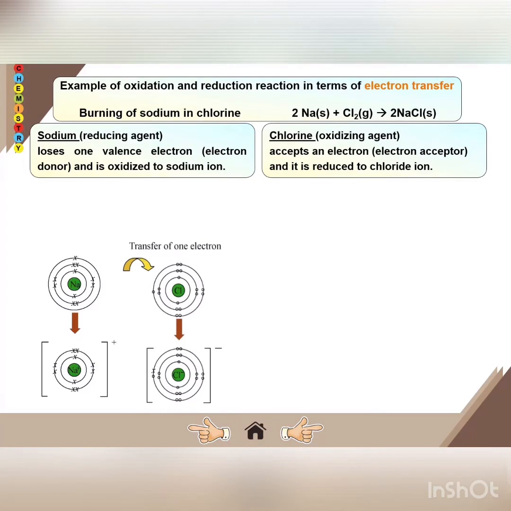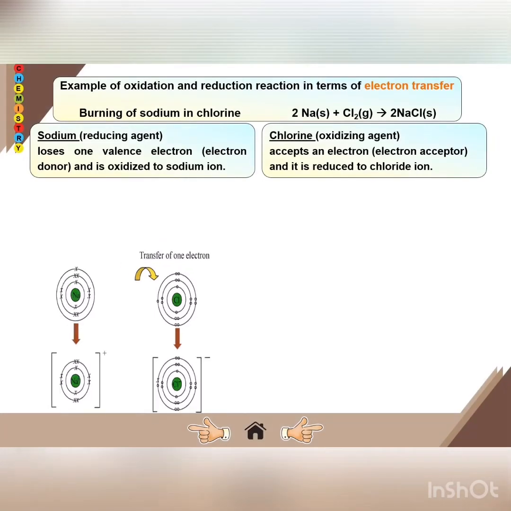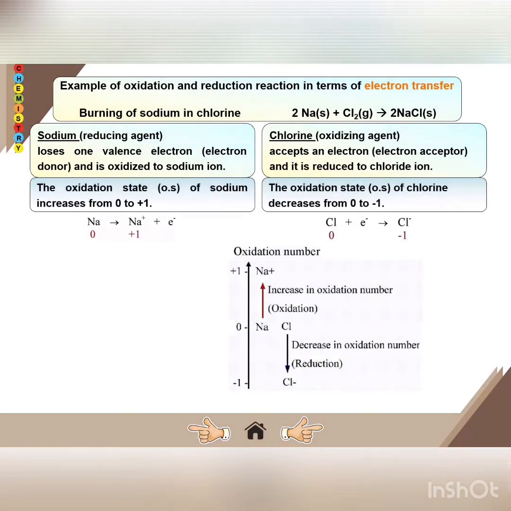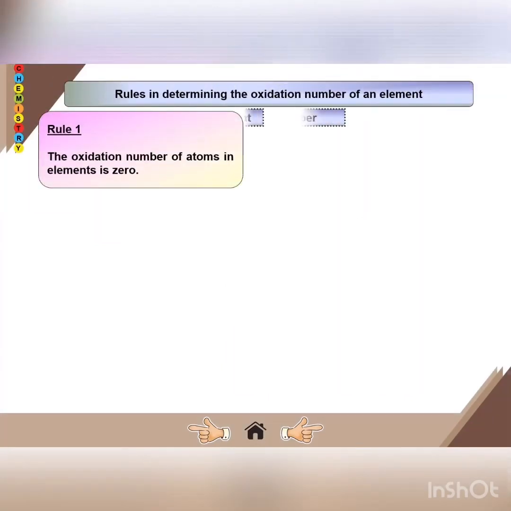Sodium has one valence electron. It will donate the one electron to chlorine. So donating one electron, sodium will undergo oxidation. Chlorine accepts one electron, so it will undergo reduction process. So undergoing oxidation, it becomes the reducing agent. Undergoing reduction, it becomes the oxidizing agent.